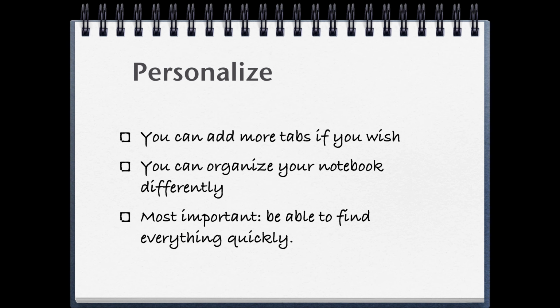You can personalize your binder if you wish. You can add more tabs if you'd like, and you can organize your notebook differently if you have a different system. But it's most important that you be able to easily know where to file things and that you'll be able to retrieve them quickly. In class, when I ask you to put things, I'll ask you to put them in the correct tab, and if in class I ask you to get something, I'll be able to tell you which tab it's in.